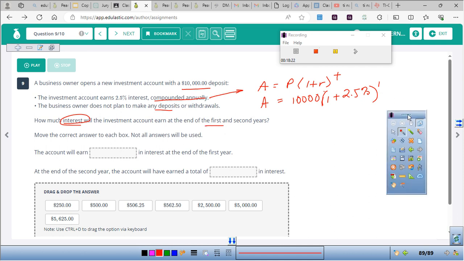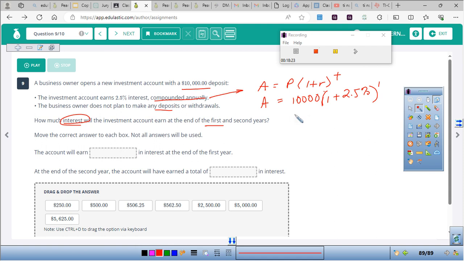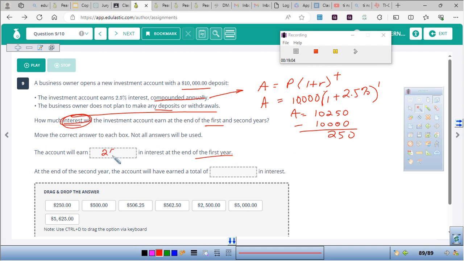So at the end of the first year, let's do this right here. Put that in the calculator, and what did you get here? You got it? Press enter. So on this one right here, it gives you A is equal to 10,250, but it's asking only for the interest. So I'm going to subtract the 10,000. It's going to be 250 that the account earned at the end of the first year.